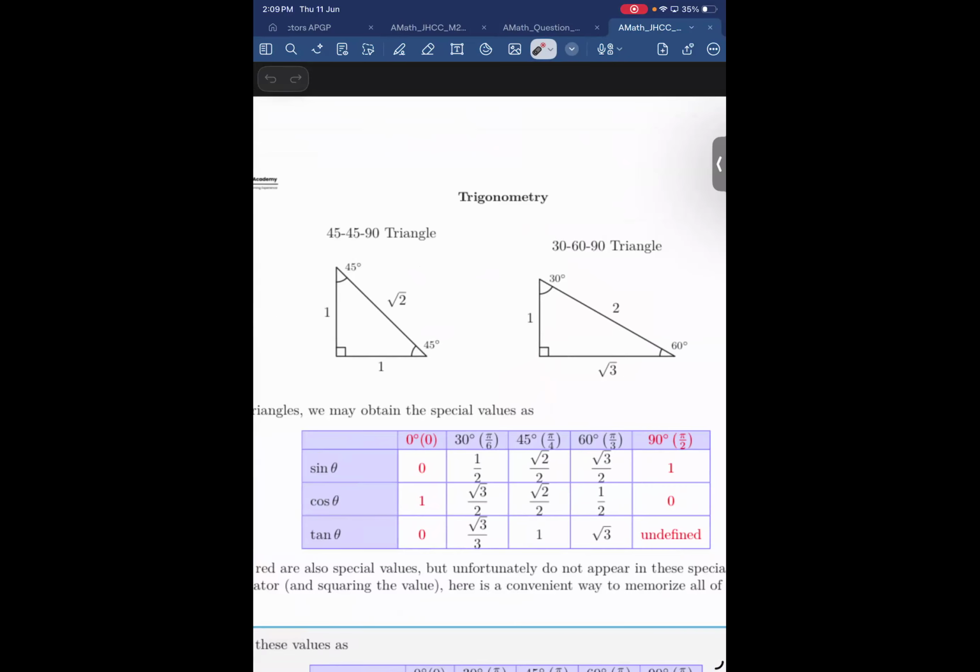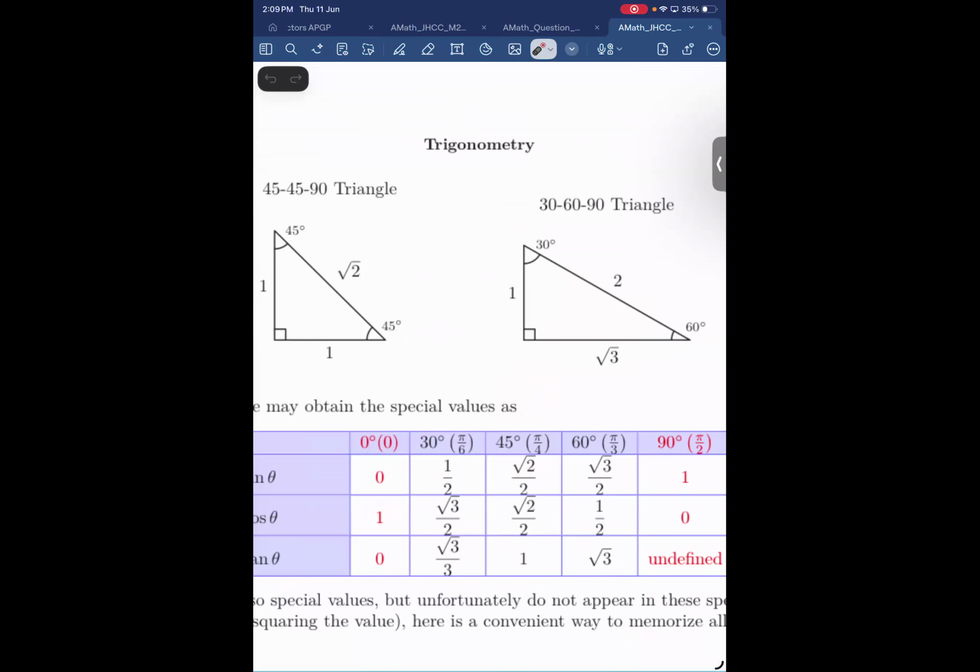Okay, I think it's labeled a bit wrong. This one I think should be 60 and this should be 30. Yeah. So this one should be 60. Okay, apologies for that. So sine of 60 is opposite, so root 3 over 2.